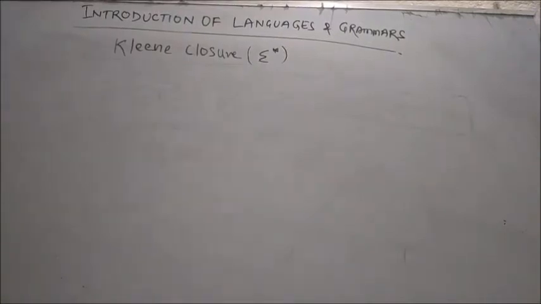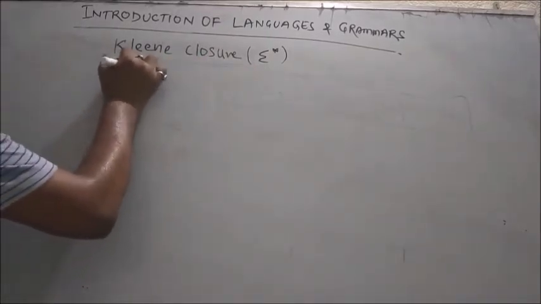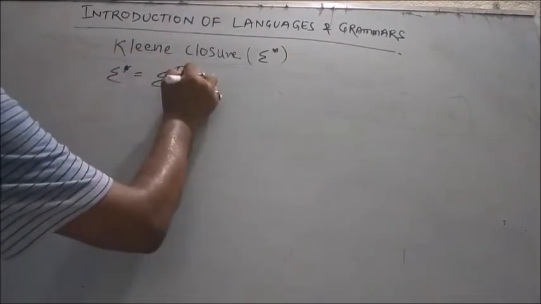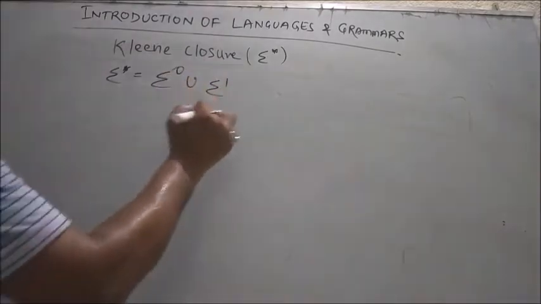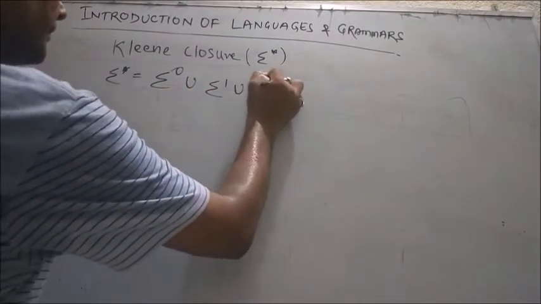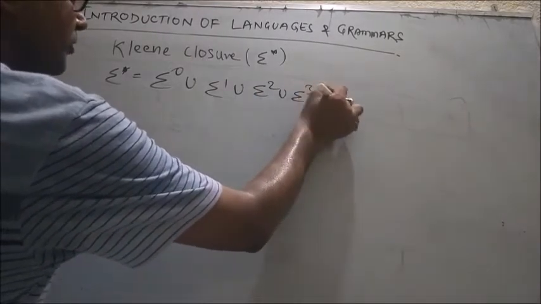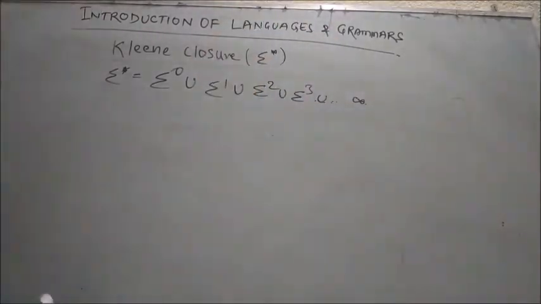Let us discuss one important topic, that is the Kleene closure of any alphabet. Kleene closure is denoted by sigma star, and sigma star is nothing but sigma raised to power 0 union sigma raised to power 1 union sigma raised to power 2 union sigma raised to power 3, and it goes on up to infinity, right? Okay. So how is it possible?